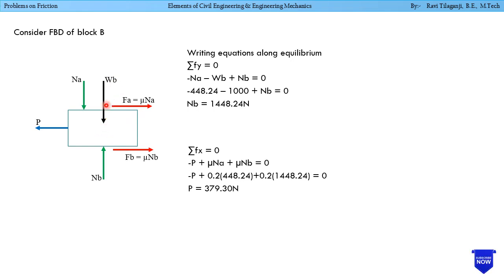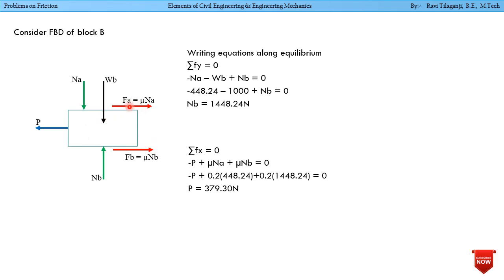So WB acting downwards, Na acting downwards, NB acting upwards. Writing the equations along equilibrium, summation F of y equals 0: minus Na minus WB plus NB equals 0, minus 448.24 minus 1000 plus NB equals 0. NB equals 1448.24 newtons. Now writing the equations along x direction.